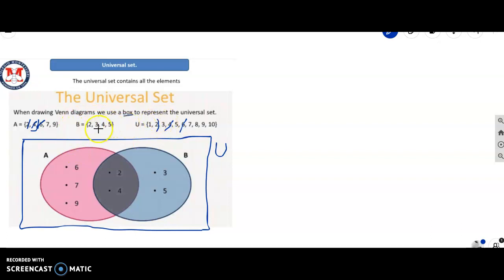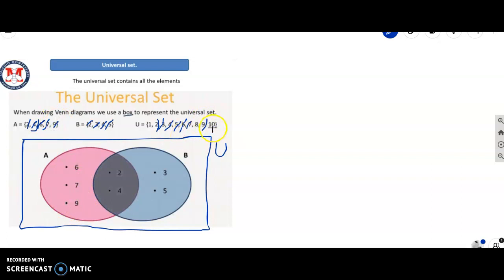2, 3, okay, so we already have 2. We already have 3, so this number is already there. 4 and 5. But 4 is already in A, okay, and 5 is already in B. 7 is already in A, so we cross 7. 9 is already in A here, so this is not new.